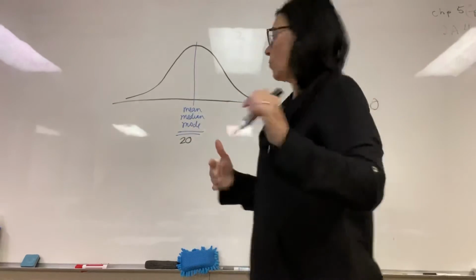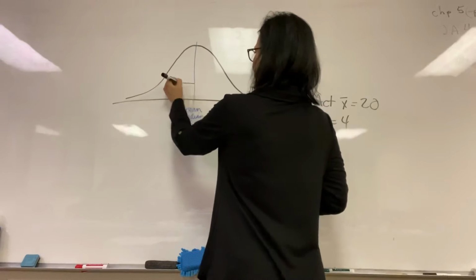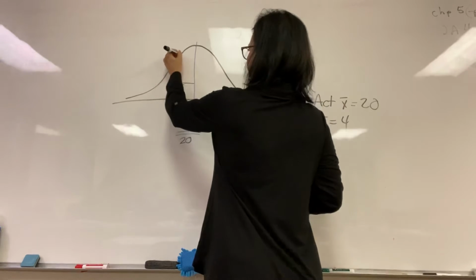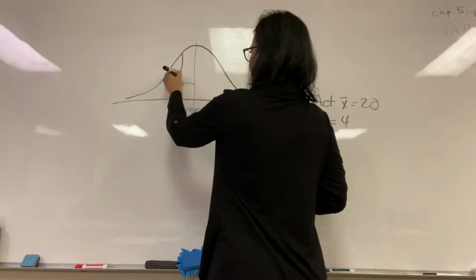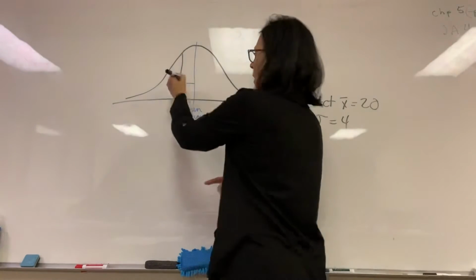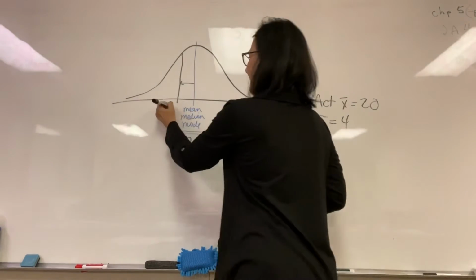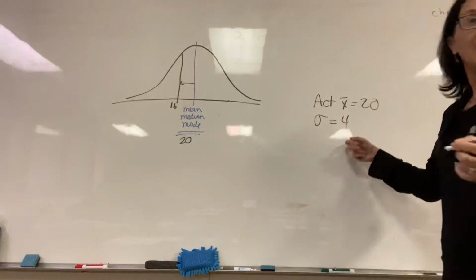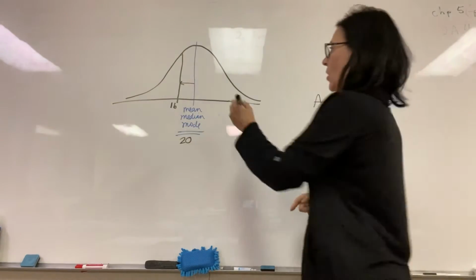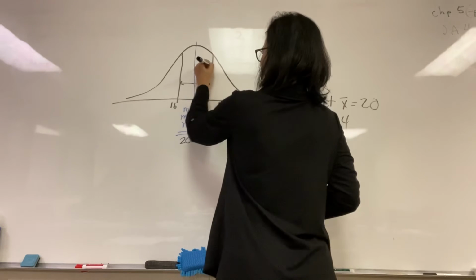One standard deviation from the mean to the left would bring me to what score? What would my score be if I was one standard deviation to the left? 16. It would be 16, that's right. 20 minus 4 is 16. One standard deviation to the right would bring me to what score?